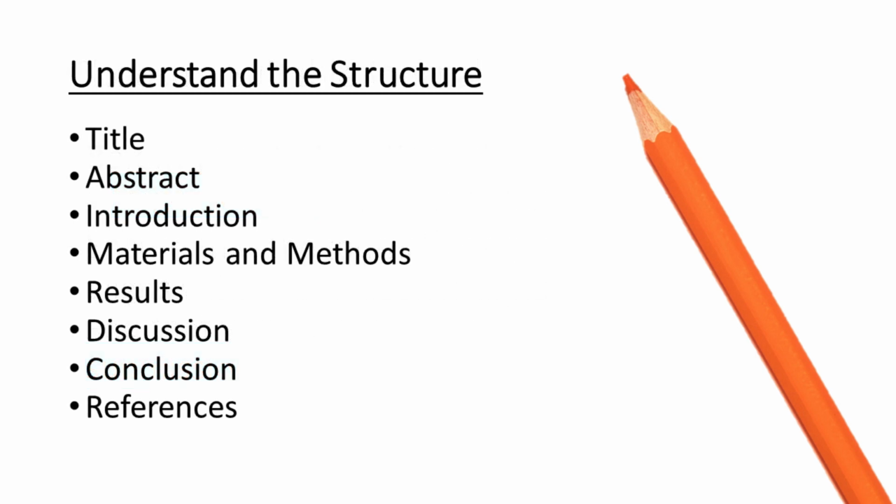Understand the structure. Most scientific papers follow a common structure, which typically includes title, abstract, introduction, materials and methods, results, discussion, conclusion, and references.